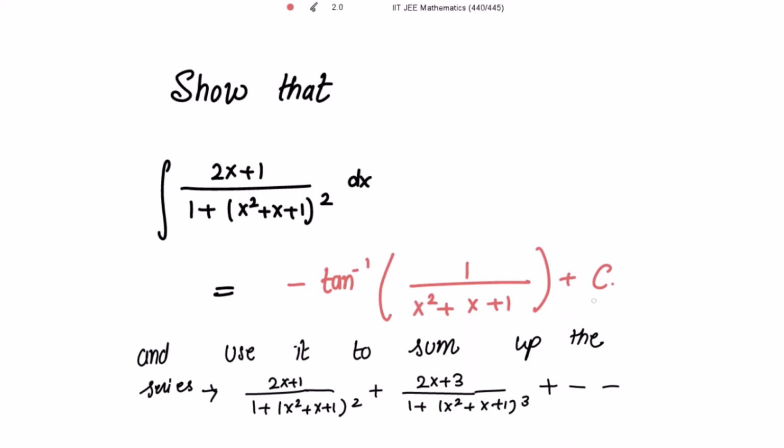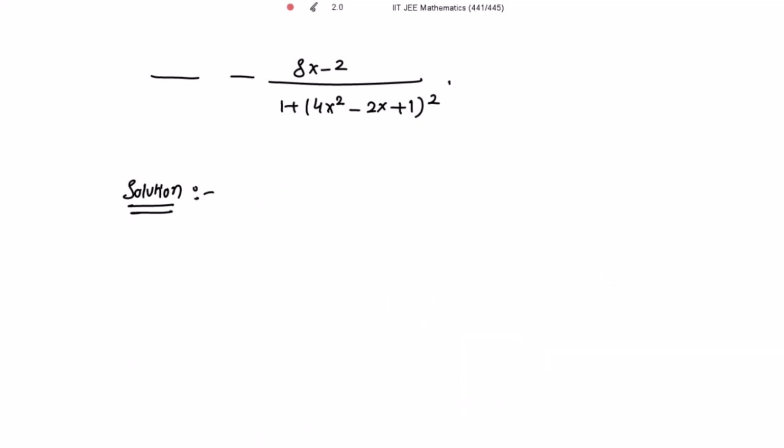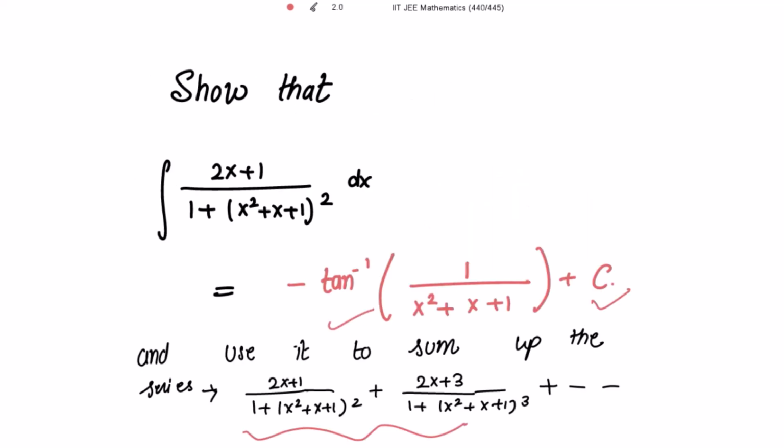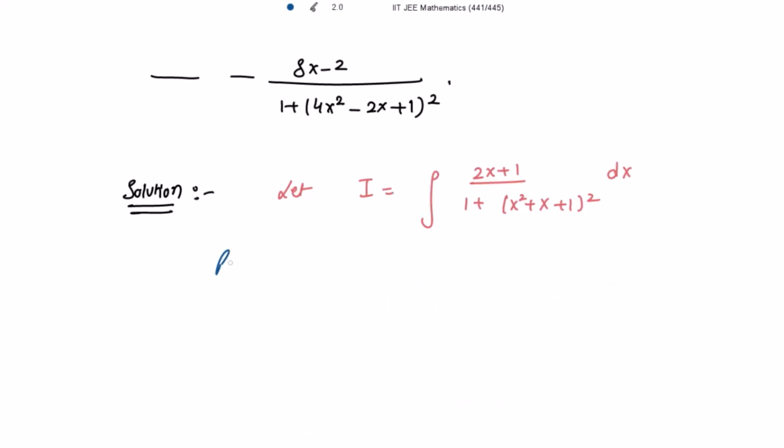This integration is equal to the right hand side, and also we have to use it to sum up this series. So let's start with the solution. Let's take I to be equal to the given integral. First we need to show that this integral is equal to this right hand side. Let's substitute x square plus x plus 1 with t, then 2x plus 1 dx is equal to dt.